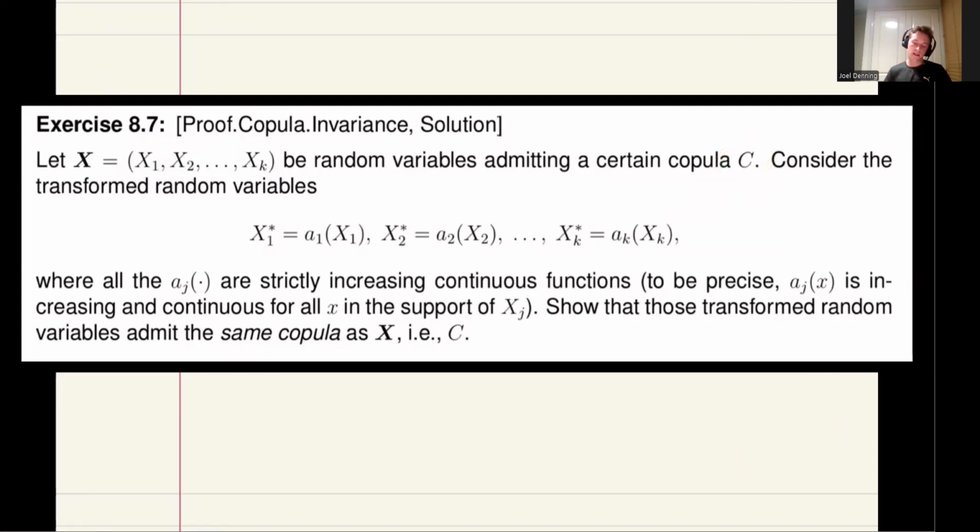So all we're trying to say is that if we take these original random variables with their unique copula attached to them, and we apply a bunch of strictly increasing transformations, they don't all have to be the same. They can be different as long as they're strictly increasing. Then the copula of these new random variables is going to be the exact same. So the dependence structure hasn't changed at all.